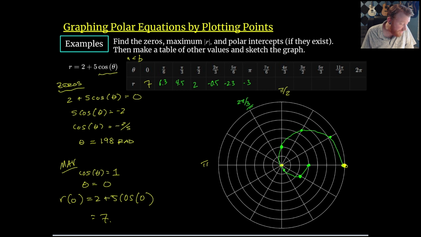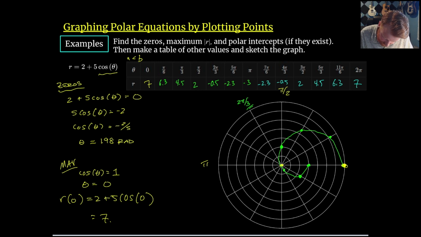If I plug in 7 pi over 6, we'll get negative 2.3. So we're getting some symmetry here. 4 pi over 3 is going to give us negative 0.5. 3 pi over 2 is going to give us positive 2. 5 pi over 3 is going to give us positive 4.5. 11 pi over 6 is going to give us 6.3. And then at 2 pi, we should be back to 7. So let's see how these look here.